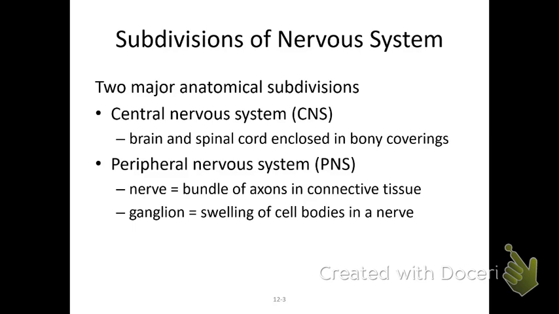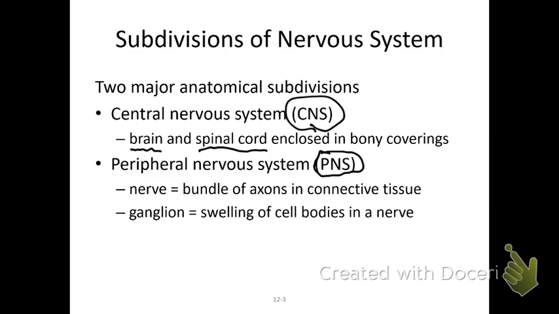So the nervous system, pretty easy to divide the nervous system anatomically. It's broken into two main sections: the central nervous system, the CNS, and the peripheral nervous system, the PNS. Pretty simple. The central nervous system is composed of the brain and of the spinal cord. Anything that is outside of the brain or the spinal cord, that is, anything that's in the periphery, is part of the peripheral nervous system.